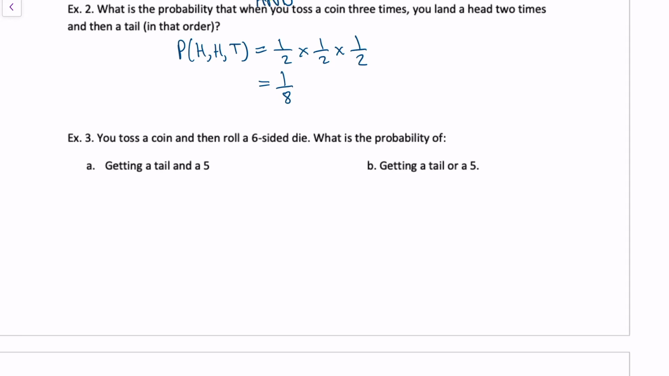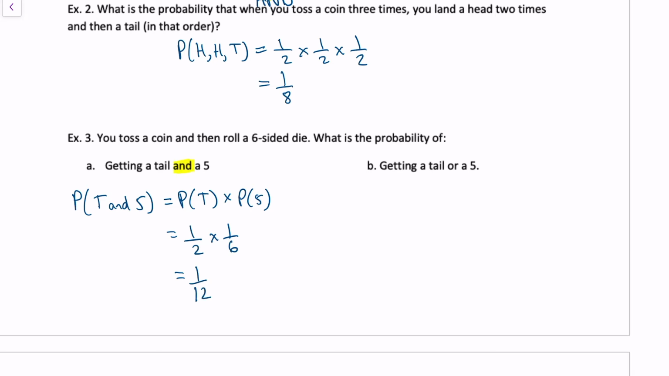So let's say you toss a coin and then you roll a 6-sided die. What's the probability of getting a tail and a 5? So in this case, they're combining these two into one overall event. So I've got the probability of tail and a 5. So I simply take the probability of the tail times the probability of the 5. So we have 1/2 for the probability of a tail, and for the 5 we have 1/6. So we end up with just 1/12. This "and" part tells me that they're going in succession.